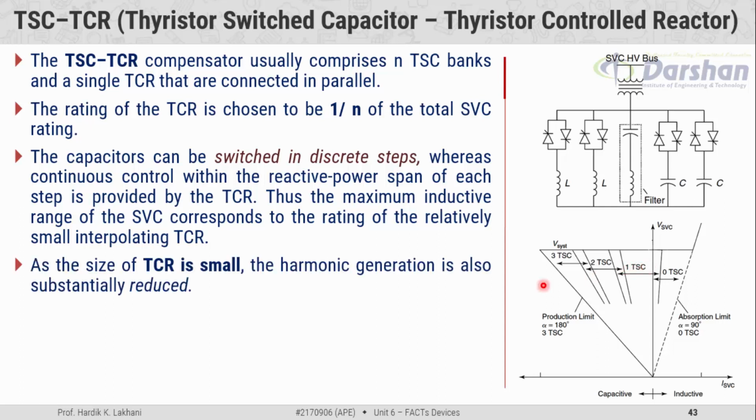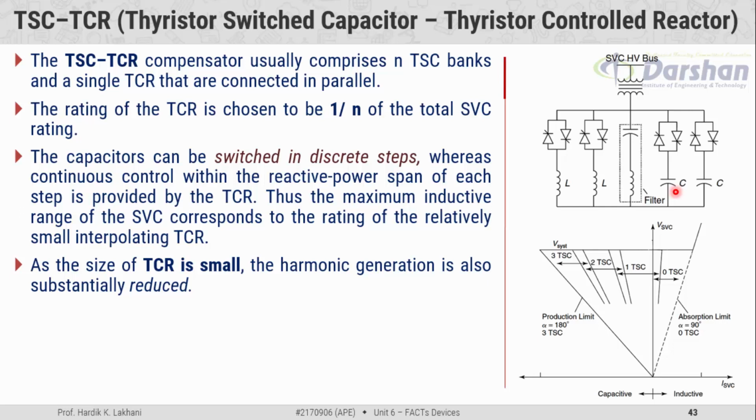As the size of the TCR is small, the harmonic generation is also substantially reduced. There is no question of harmonics in the TAC units because they are either fully present in the system or fully isolated from the system. So the current is either always sinusoidal in nature or there is no current at all. Because of that, there is no question of harmonics in the case of TAC units.